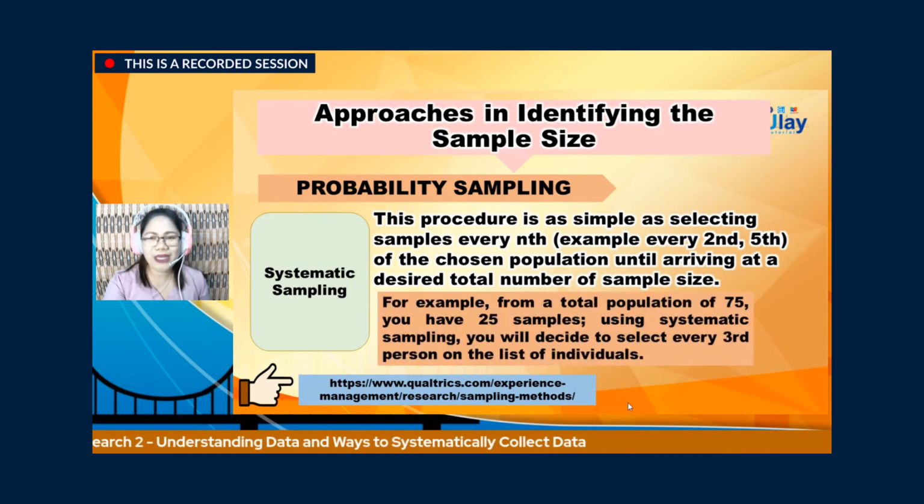So for example, meron kang total population na 75 and you have 25 na samples. So from there, gagamitin natin sampling every third na person doon, yun ang kukunin niya. So every third na ng group na yon, yun yung kanyang kukunin. So in short, nailimit pa niya yung limited na samples.